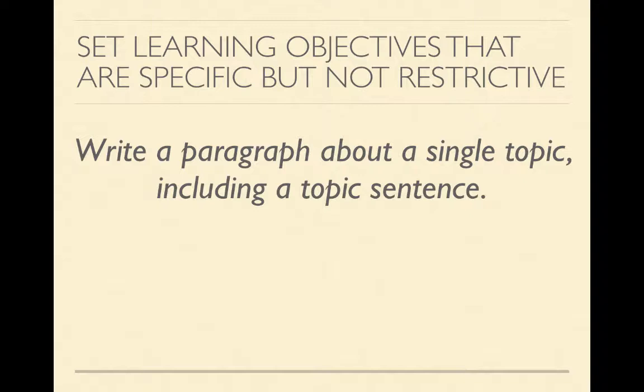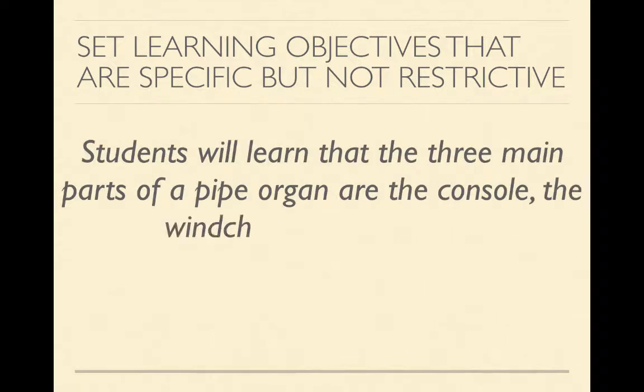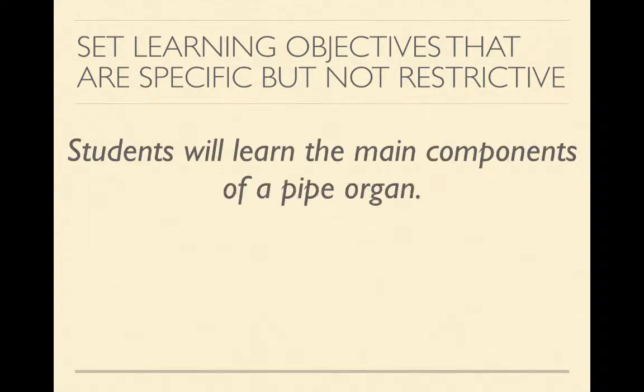You also don't want to make your objectives so specific that there's no flexibility in them. For example, you wouldn't want to say students will learn that the 3 main parts of a pipe organ are the console, the wind chest, and the pipes. But instead say students will learn the main components of a pipe organ. You see, that allows you to be somewhat flexible in deciding how many components you will include. And that might vary depending on the specific group of students you have each year.